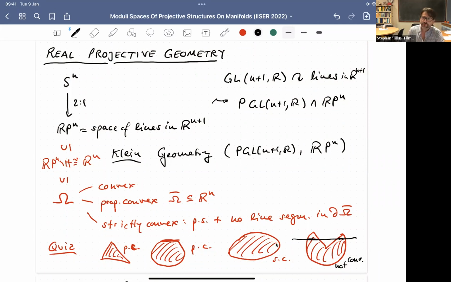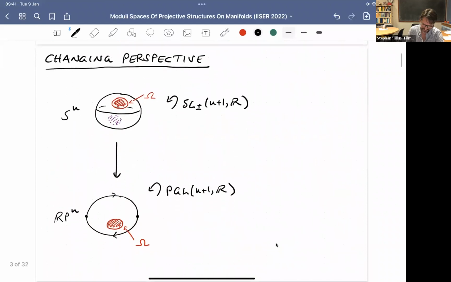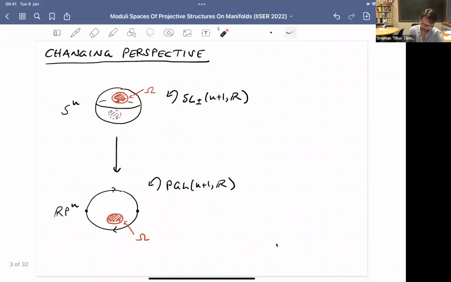But to make it more interesting, I'm going to say geometry, right? I mean, geometry, we usually think of lengths, angles, and things like this. But before I actually go into this, let's change. So often I change perspective, actually. Here I'm in the real projective space. I've drawn the two-dimensional picture where I have the projective plane here. And of course, it's covered by the sphere. And so I have some domain in here. And if it's strictly convex, then it's contained in the complement of some line.